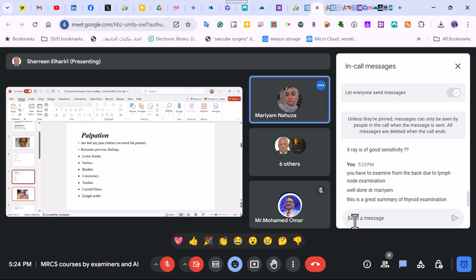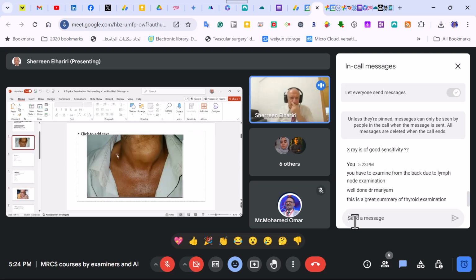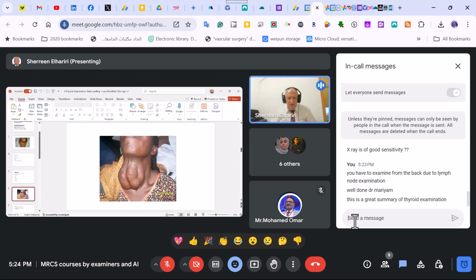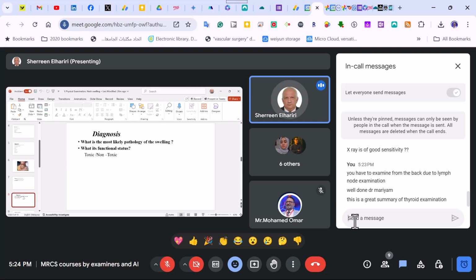Okay. So again, it is according to the size. For example, if it is big, it can shift the trachea to the other side, but this is not big. Although this is also big, it is central. After that, percussion in the manubrium and auscultation. Okay. So back again.